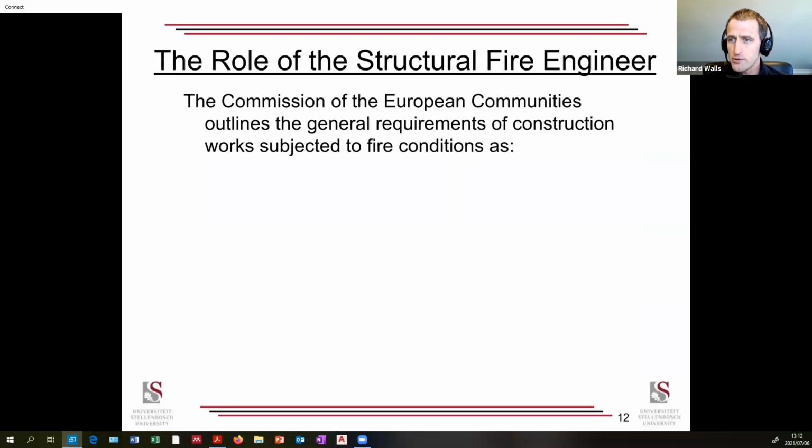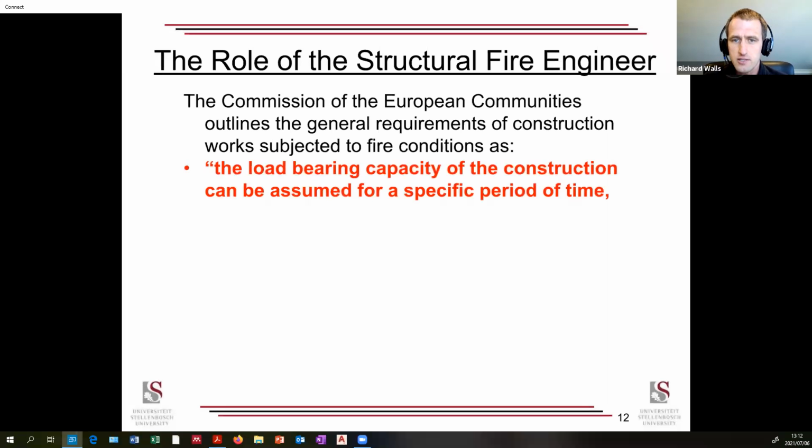What are you saying when you sign those forms saying, yep, this is suitable for requirements? This is the European guidelines, but the South African ones are fairly similar. The Commission of the European Communities outlines the general requirements of construction work subjected to fire conditions as the load bearing capacity of the construction can be assumed for a specific period of time. Mr. Mrs. Structural Engineer, you can tell me this has a 60-minute fire resistance.